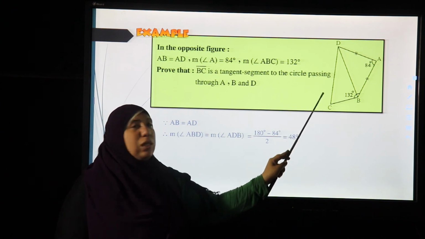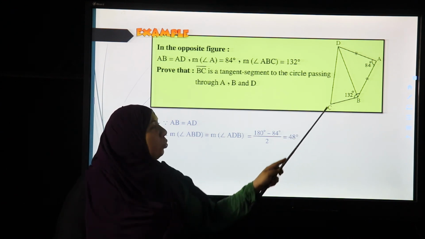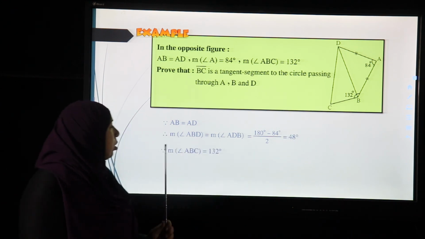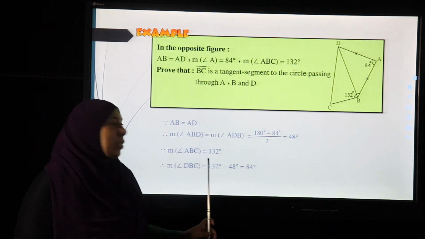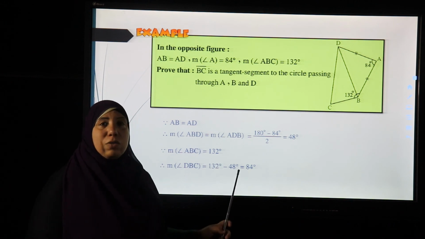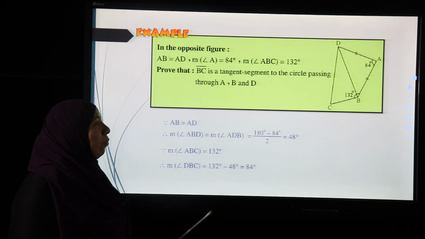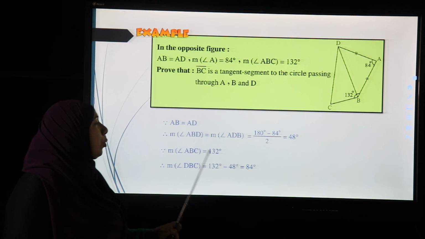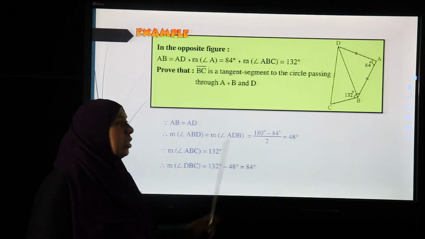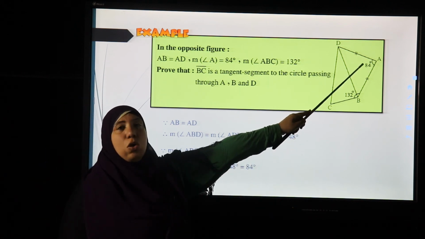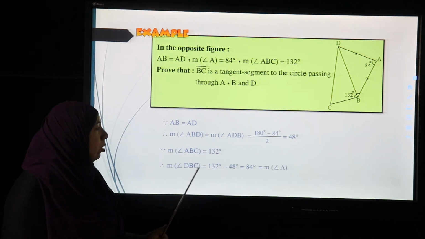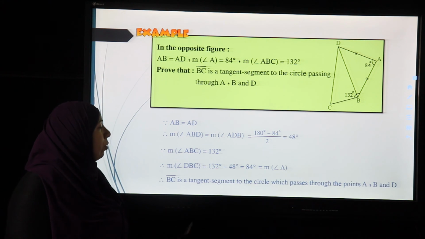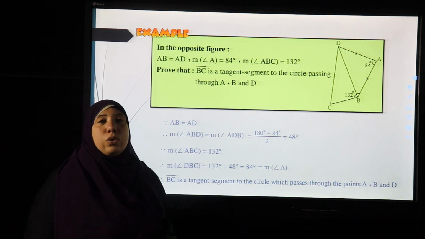And because angle ABC is 132, I can find the outer one. ABC is 132, so I can find angle DBC by subtracting: 132 minus 48 equals 84. Now I have proved that angle DBC is 84, and angle A is 84. Since they are equal in measure, BC is a tangent to the circle through the three points A, B, and D.